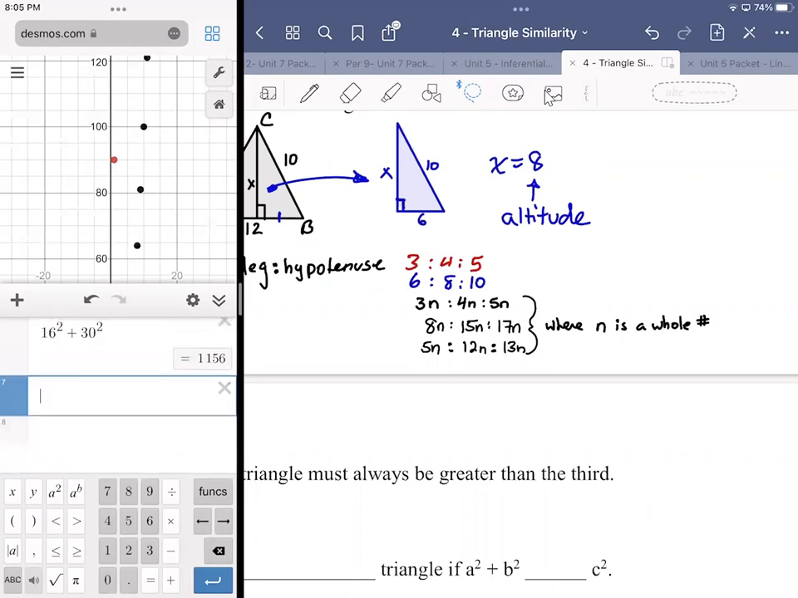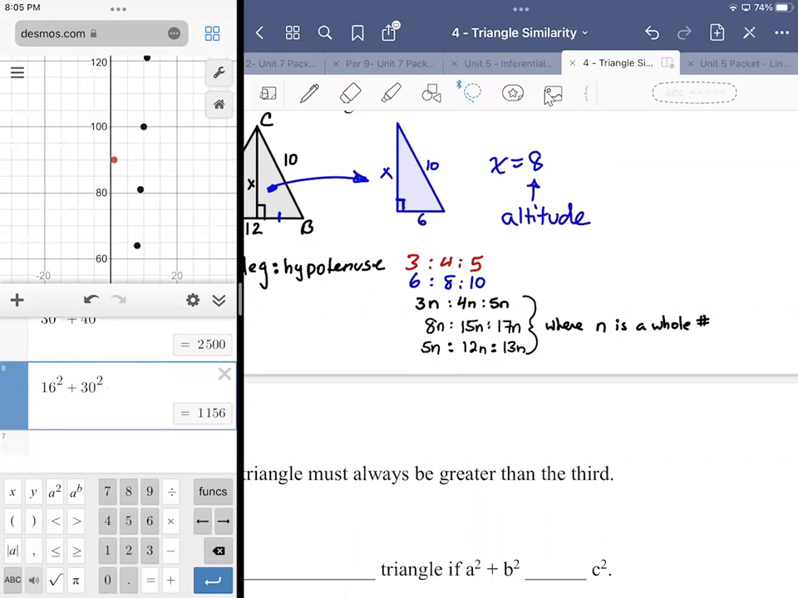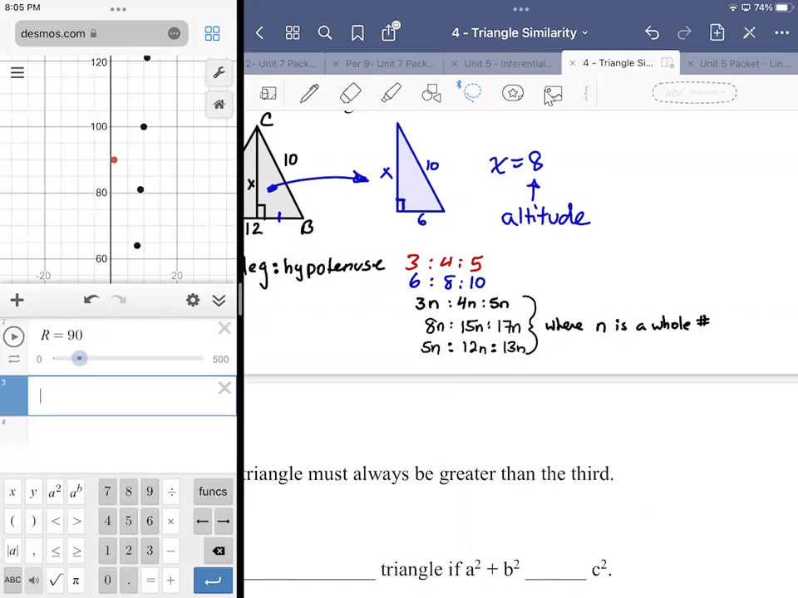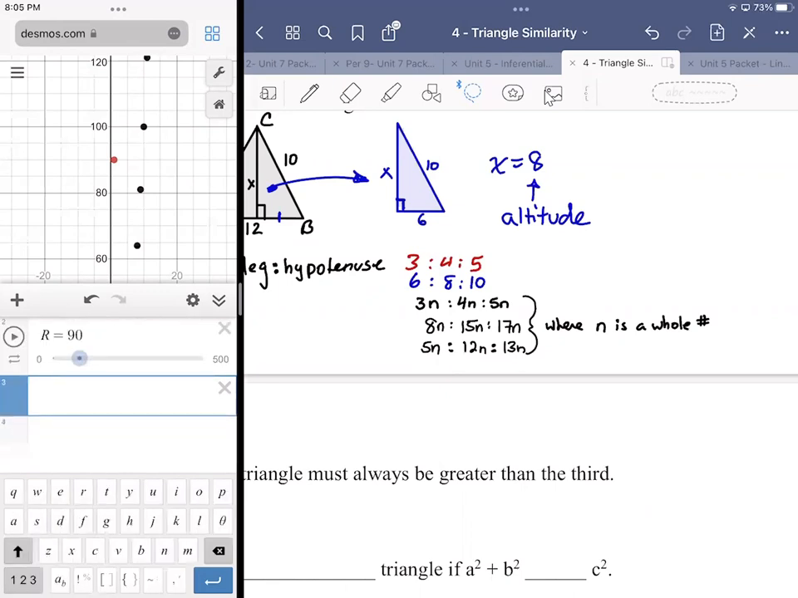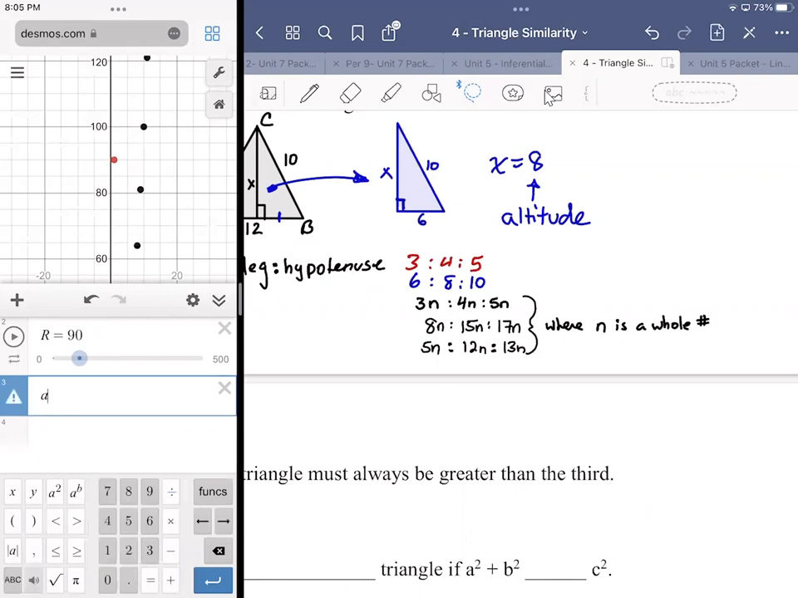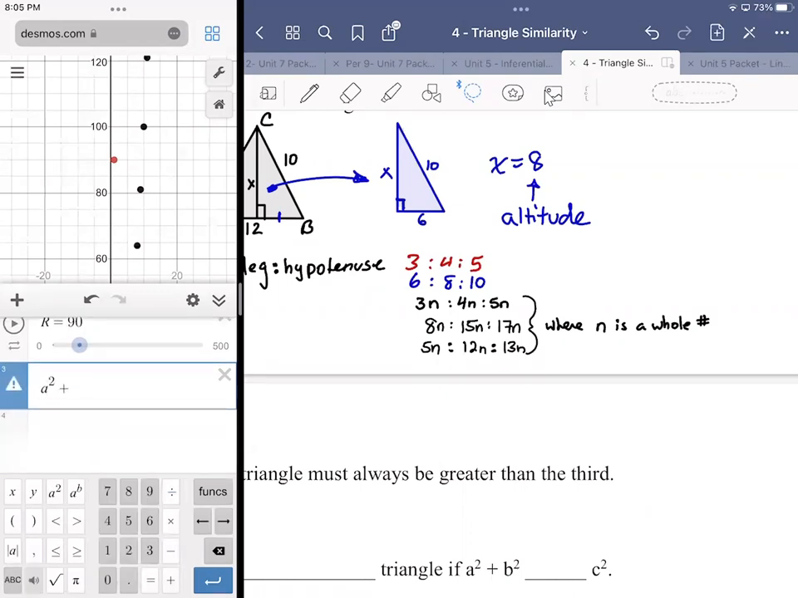Right? So you can do it. You can even do it with sliders. I'll show you real quick. You just type in, I don't think I've used A and B in this. I tend to stay away from that. So a squared plus b squared.